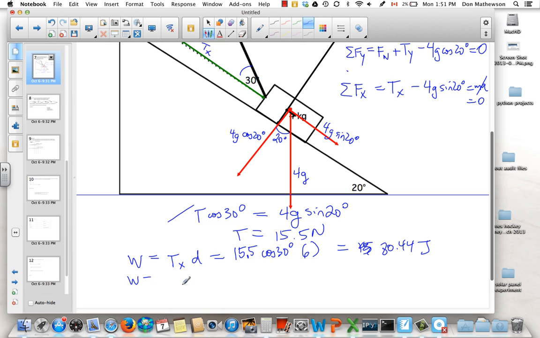Now for the work done by gravity, it'll be the X component of gravity times the displacement, but the X component of gravity is down the ramp, opposite to the displacement. So strictly speaking, gravity does negative work in this case. So the sine 20 component is the one along the ramp. We multiply that by 6 meters of displacement, and we get negative 80.44 joules. So the total work done in this case is actually 0 joules. Now why is that? Well, because total work, including both of these forces, we just proved was the same as the change in kinetic energy. And because this object is going at steady speed, there is no change in kinetic energy here. So it's not surprising the total work done is 0.